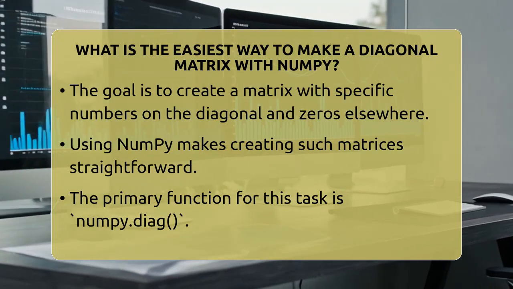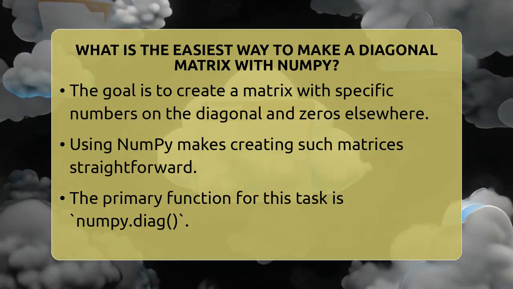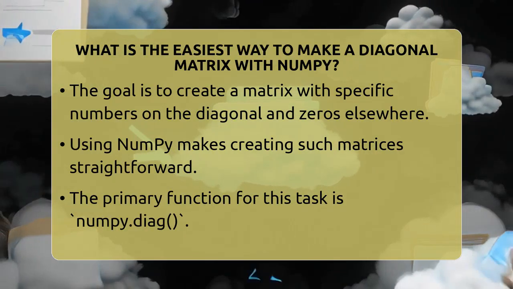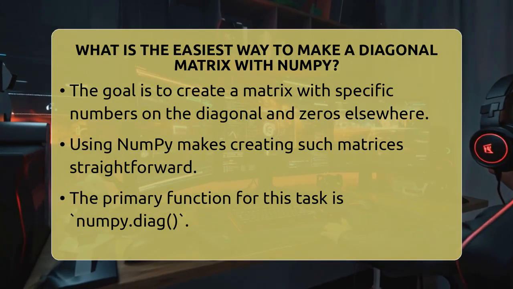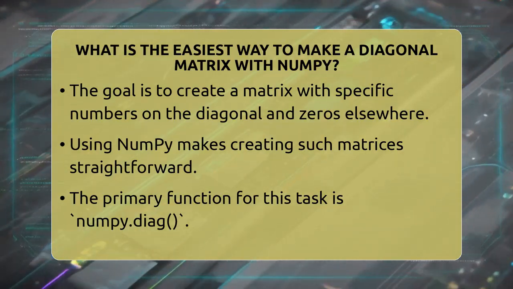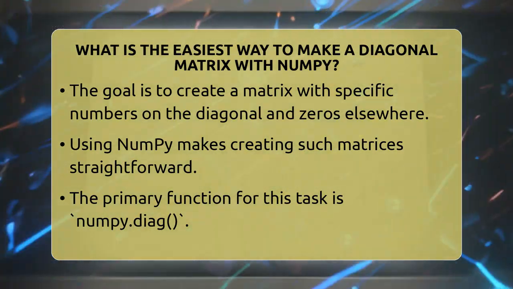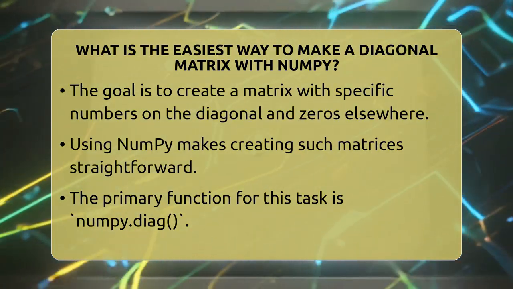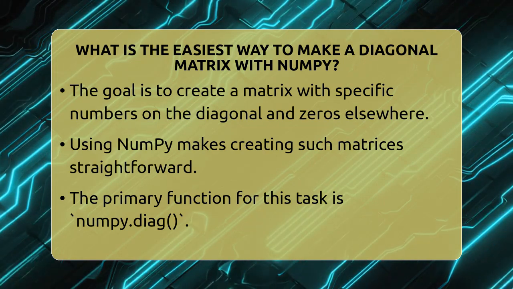What is the easiest way to make a diagonal matrix with NumPy? Imagine you want to create a matrix where only the diagonal elements are filled with specific numbers, and everything else is zero. It might sound tricky, but with NumPy, it is surprisingly simple. If you're working on data analysis or linear algebra problems in Python, knowing how to make a diagonal matrix quickly can save you a lot of time.